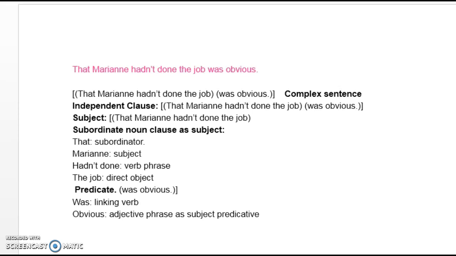And you have that as the subordinator, Marianne as the subject, hadn't done is the verb phrase, the job is the direct object, and the predicate is was obvious, it begins with the verb, was is a linking verb, and obvious is the adjective phrase as subject predicative.